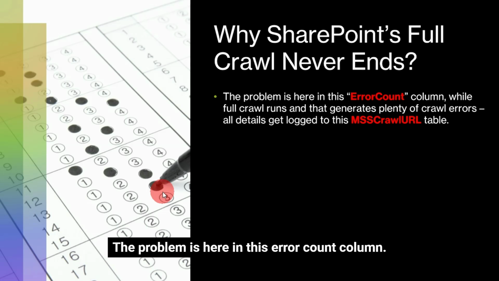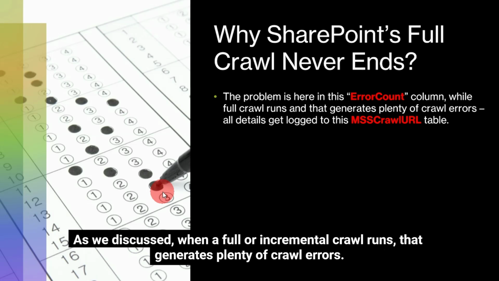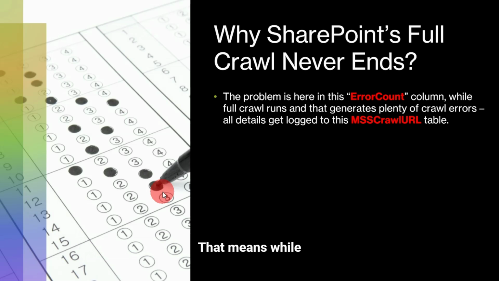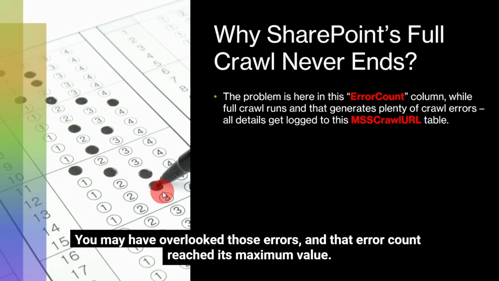The problem is here in this ErrorCount column. As we discussed, when a full or incremental crawl runs, that generates plenty of crawl errors. All detailed errors were logged to this MSSCrawlURL table. That means while your full crawl or incremental crawl has been running over a period of time, it generated plenty of errors in the backend table. You may have overlooked those errors, and that error count reached its maximum value.